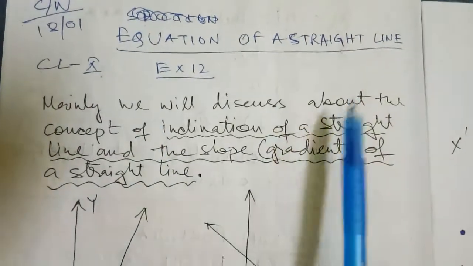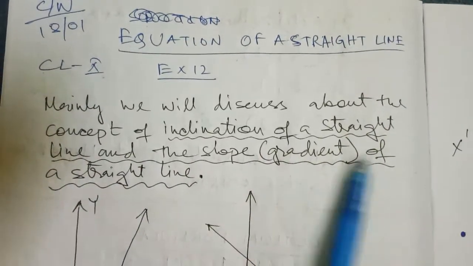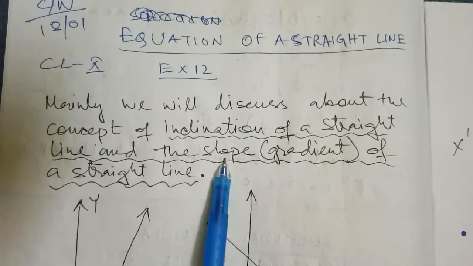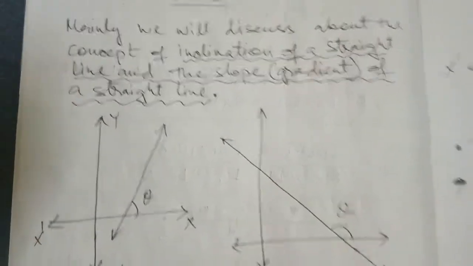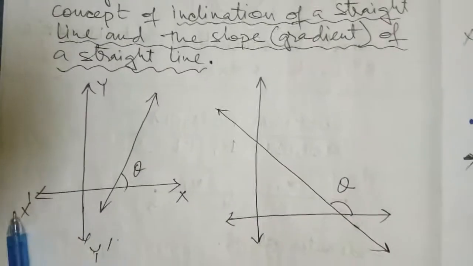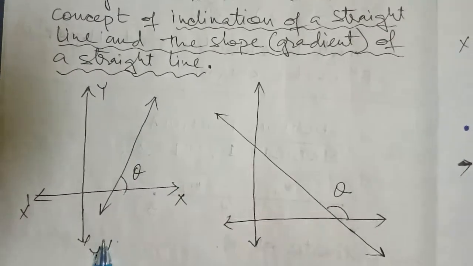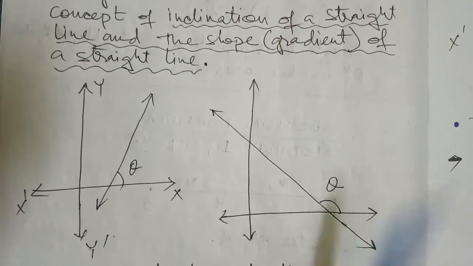Here we'll mainly discuss the concept of the inclination of the straight line and the slope of the straight line. Slope here means what? Gradient. Here I've drawn one figure, a diagram. See the x-axis, x dash, y and y dash. Here I've drawn a slope, and here also one slope. Here the angle forms theta. Here also the angle forms theta.